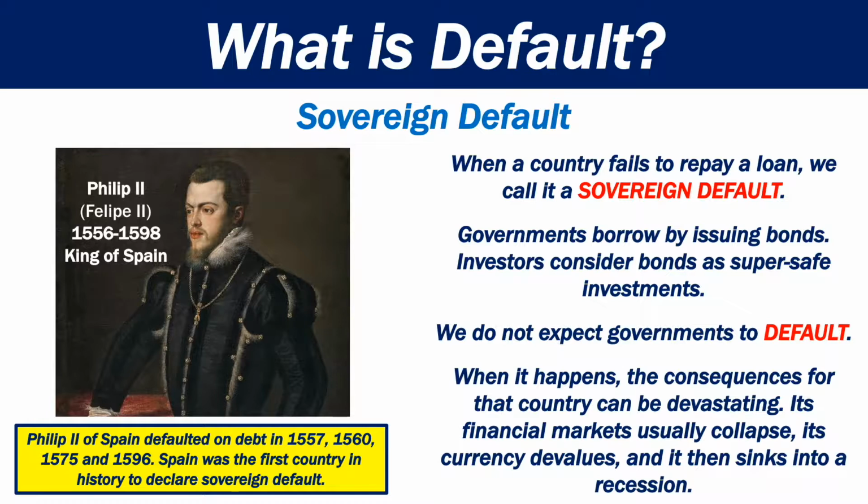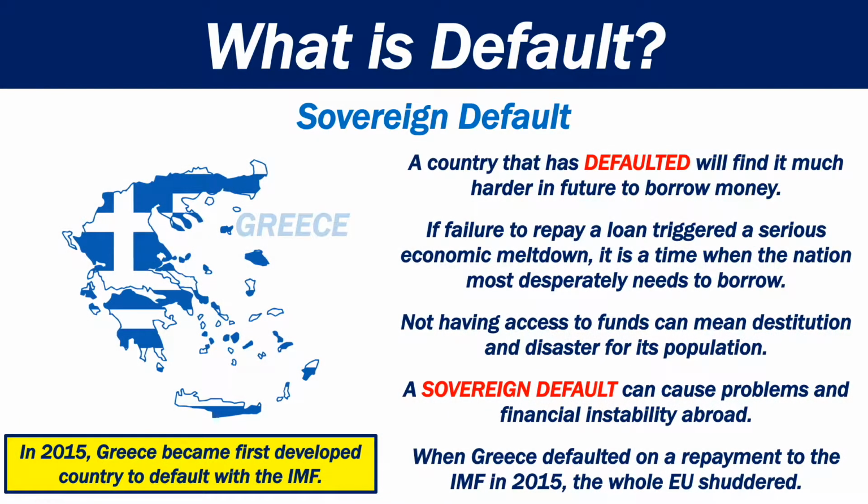Governments borrow by issuing bonds. Investors consider bonds as super safe investments. We do not expect governments to default. When it happens, the consequences for that country can be devastating. Its financial markets usually collapse, its currency devalues, and it then sinks into a recession. A country that has defaulted will find it much harder to borrow money in the future.